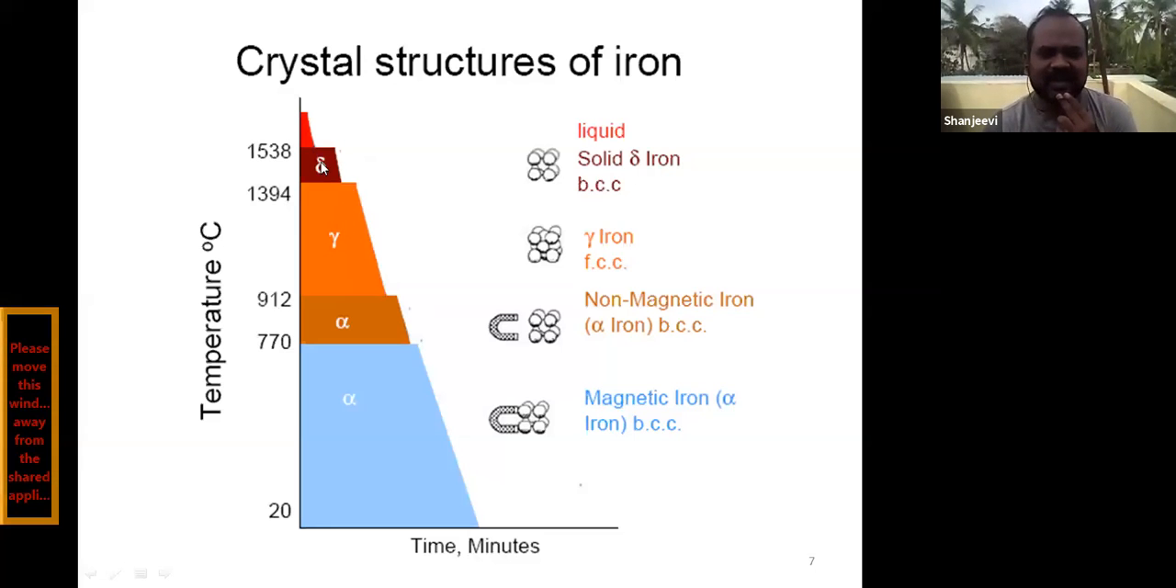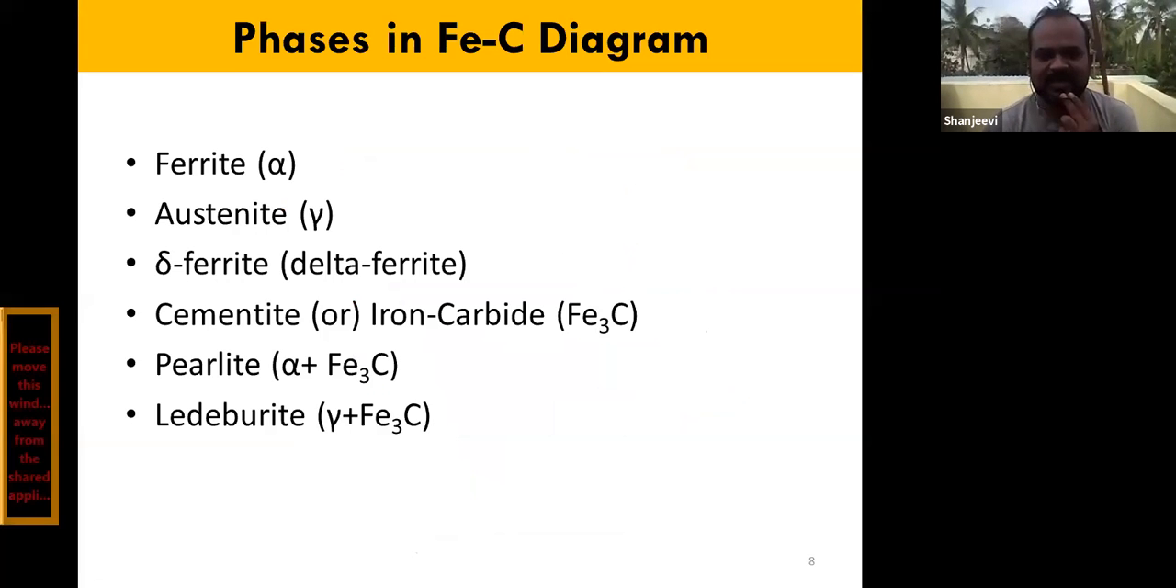That is the way delta ferrite will be formed only within this range. After you cross this, you can no longer see delta ferrite. That is the simple example I wanted to give. Just a small example, that's it.